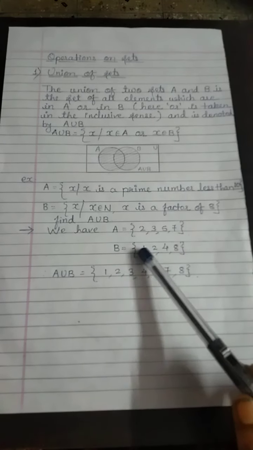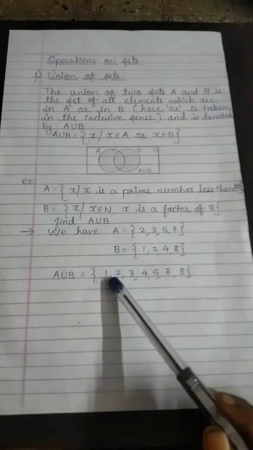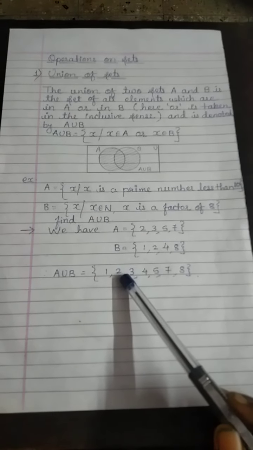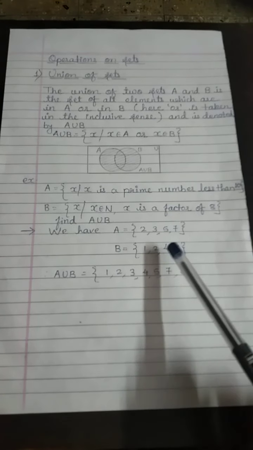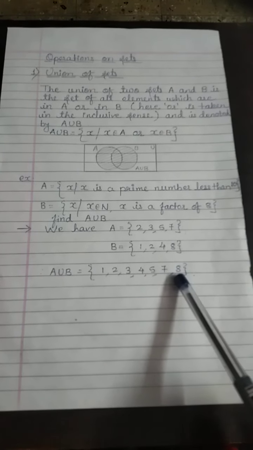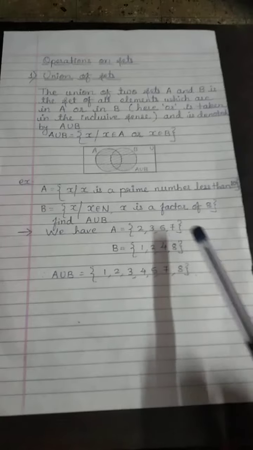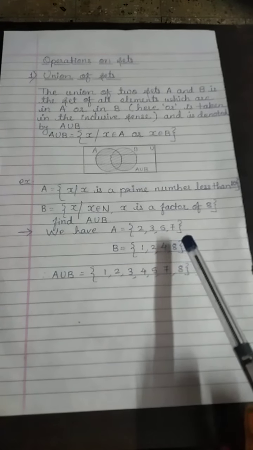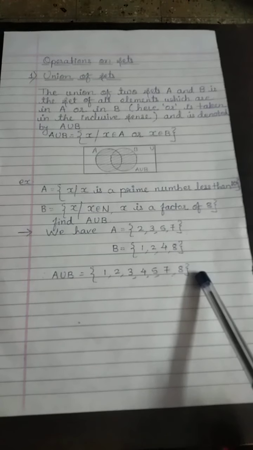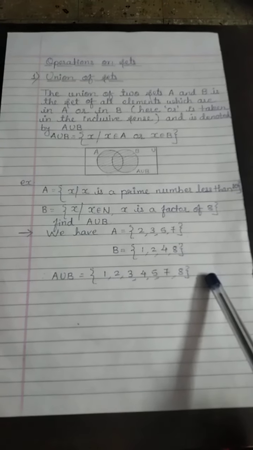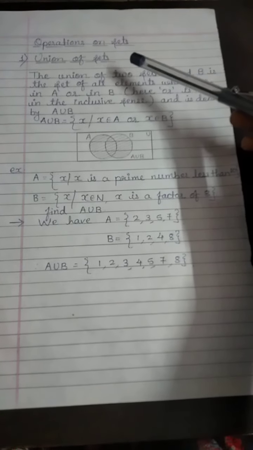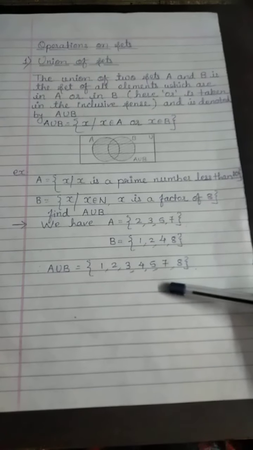So here we will get 1, then 2. 2 is repeated in both the sets, but while writing the union we will write it only once. Then 3, 4, 5, 7, 8. Now here you can check, we have considered all the elements of set A as well as all the elements of set B. So this is nothing but A union B. Now the first operation on sets is finished, that is, union of sets.